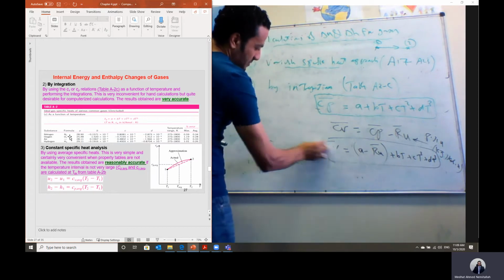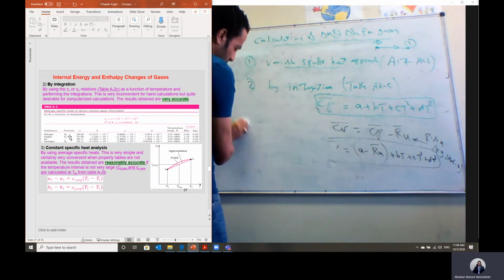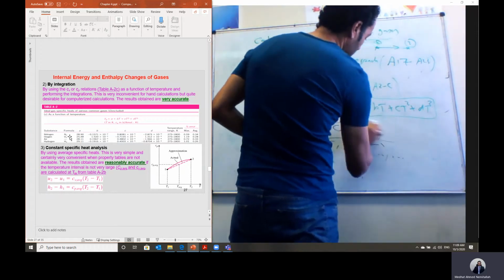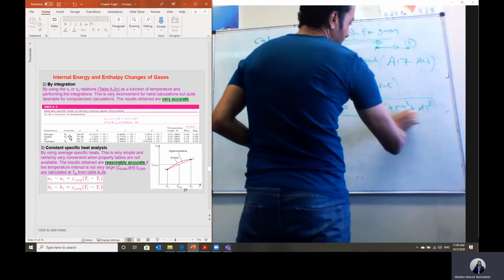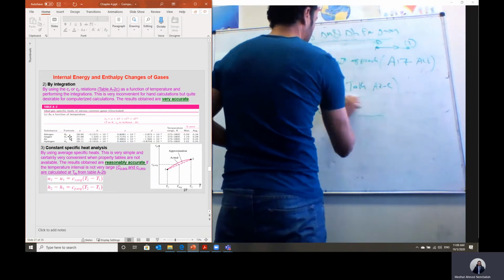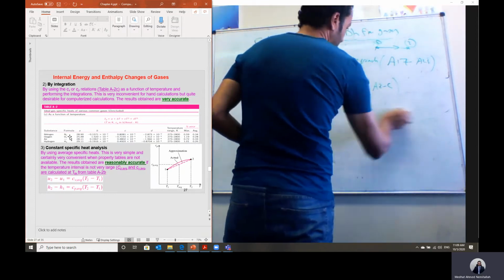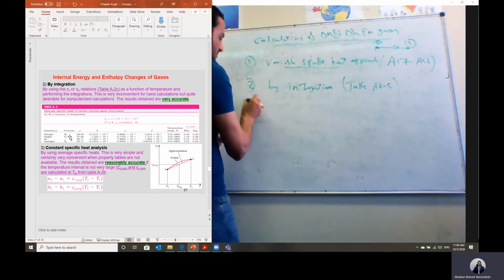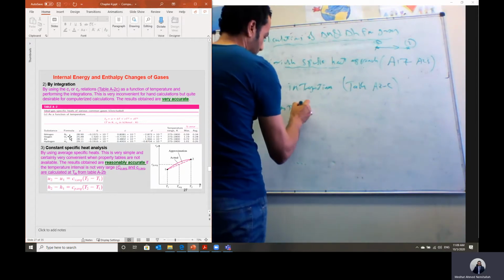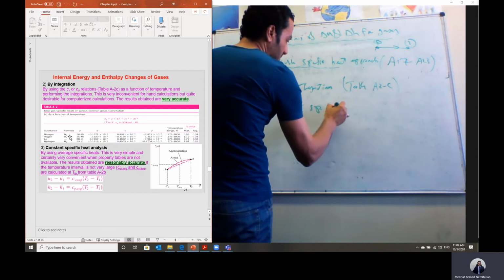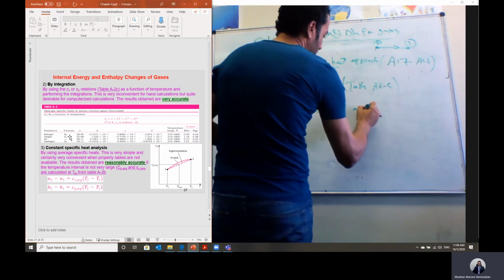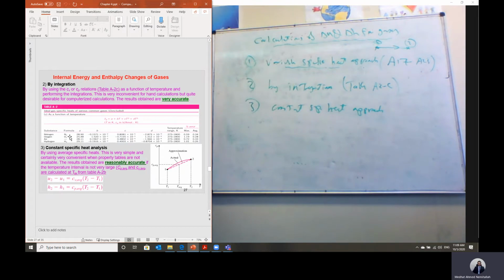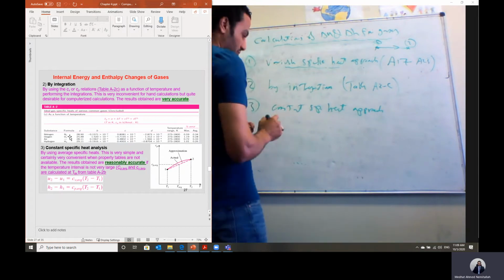Okay, so the first method, variable specific heat, using tables A-17 to A-25. Second method, using the integration, using the equation given in table A-2c. And the third method, in this case, we'll be considering the constant specific heat approach. In this approach, we consider the specific heat as a constant value, not a function of temperature.